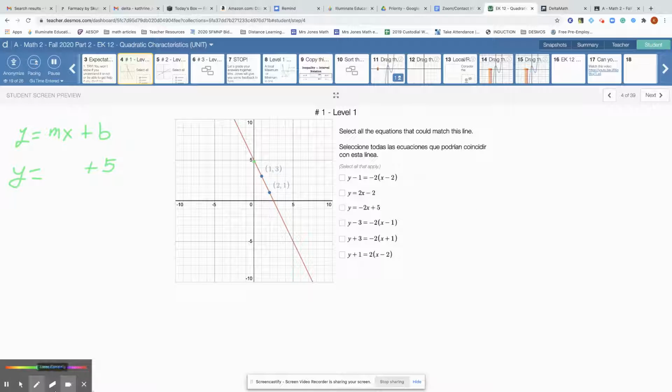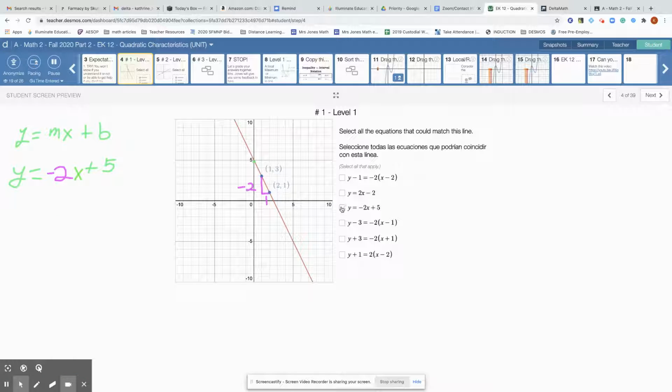And m is the next thing that we have to solve for. So m is going to be the slope. I have two points right here, and notice that the line is going down. So we're going to go minus 2 over 1. Rise over run, so my slope, m, is negative 2 divided by 1, which is just negative 2. So I'm just going to keep that at negative 2, and then x just stays x. So that's my equation, negative 2x plus 5.